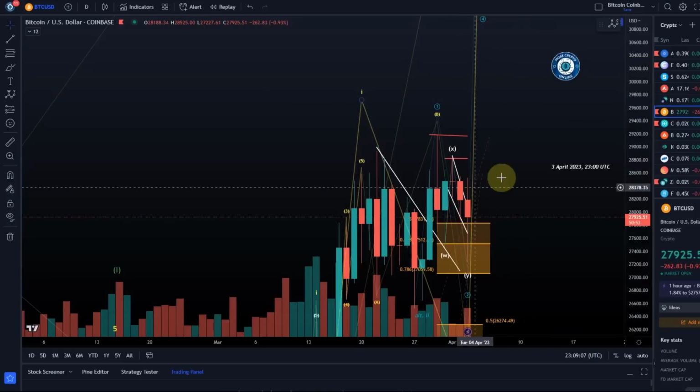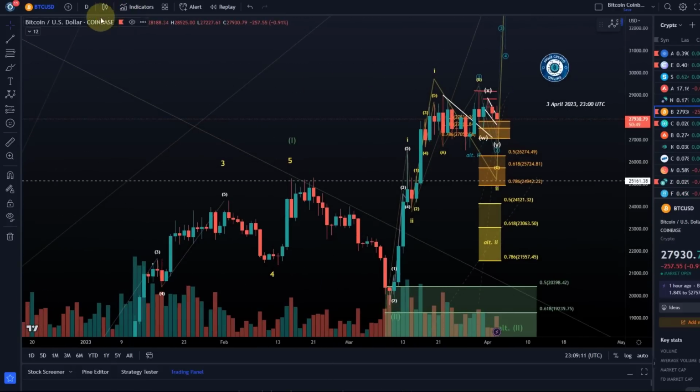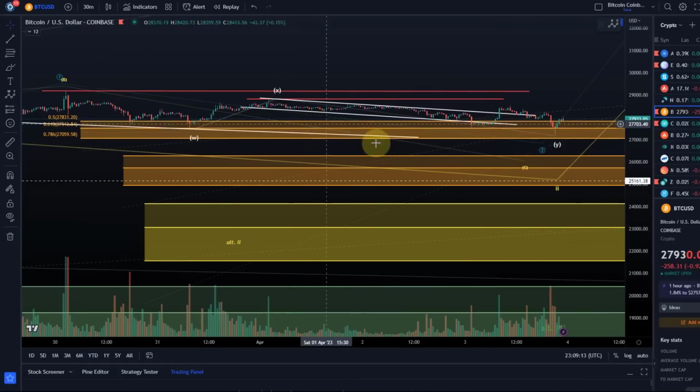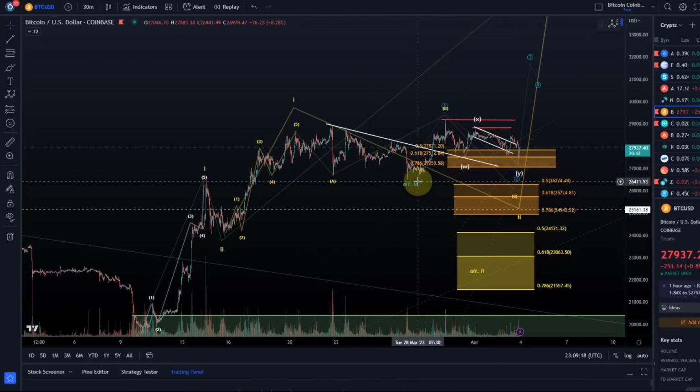But overall, we are still in the range. Nothing changed, only on the micro level. It doesn't feel very productive to track Bitcoin's 30-minute movements here. But yeah, you get these periods. It is what it is. So I can't really tell you much more.